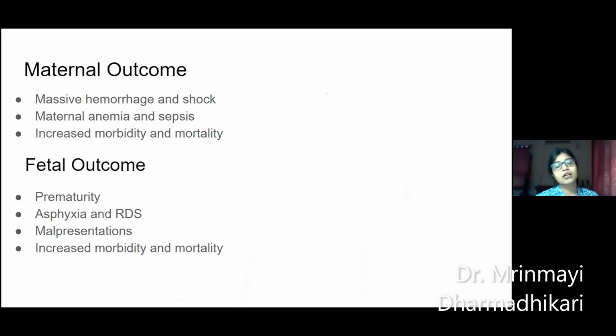Coming to maternal outcome and fetal outcome. Maternal outcome: massive hemorrhage, shock, maternal anemia, sepsis, increased morbidity and mortality. Fetal outcomes are mostly due to preterm deliveries and prematurity, which includes asphyxia, respiratory distress syndrome, malpresentations and their complications, and increased morbidity and mortality. So that brings me to the end of this lecture.